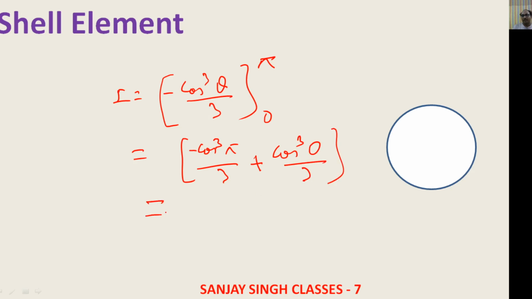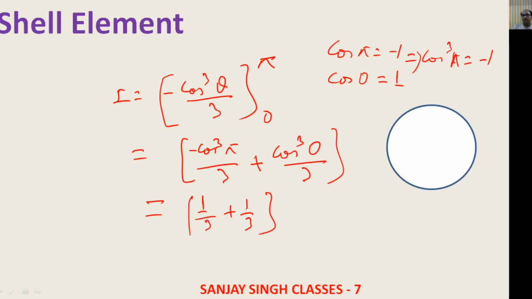Okay, so it is giving to us as minus cos cube pi, so cos pi will be minus 1, cos 0 will be 1. So cos cube pi will also be equal to minus 1 only. Minus minus will become plus, so 1 by 3 plus 1 by 3 gives us 2 by 3, right?